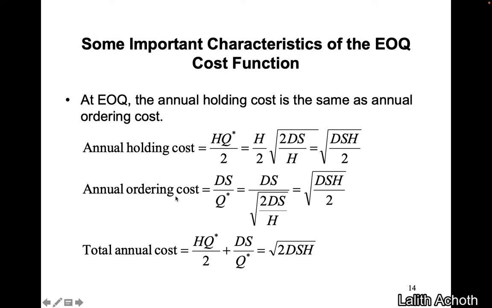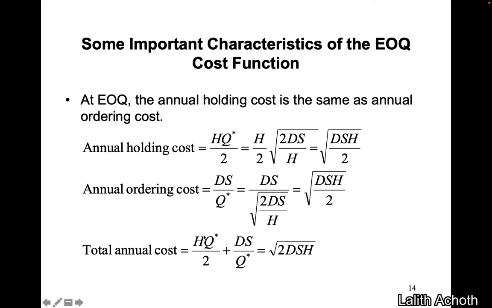Now when you come to the annual ordering cost, it is DS by Q star. We've discussed this earlier. So instead of Q star, I use the square root of 2DS by H, which is nothing but the economic order quantity. Then you can see we rearrange the terms. This will be DS into DS, so one gets cancelled, and this DS comes under the root. So this also becomes the square root of DSH by 2.